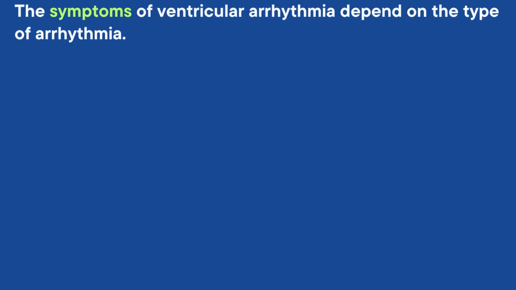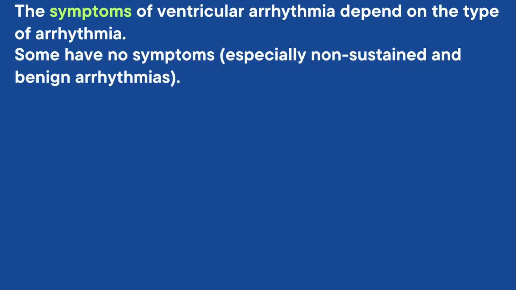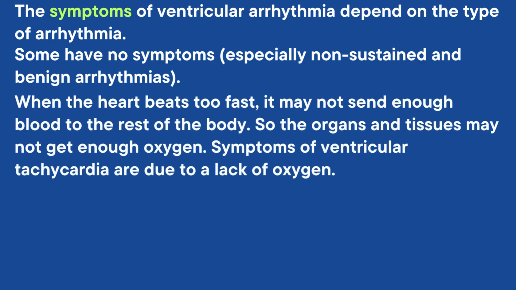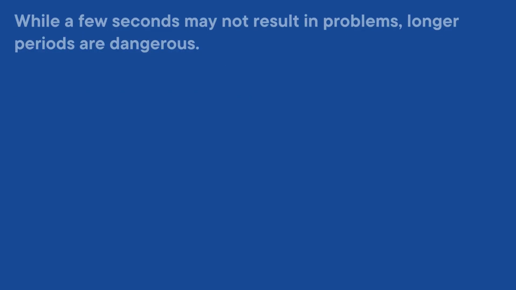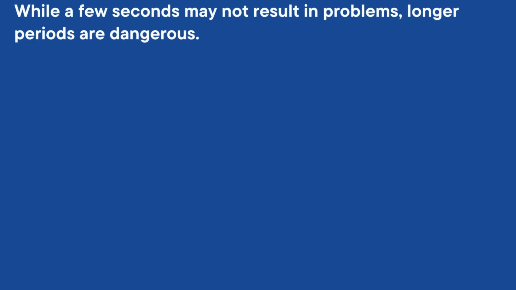The symptoms of ventricular arrhythmia depend on the type of arrhythmia. Some have no symptoms, especially non-sustained and benign arrhythmias. When the heart beats too fast, it may not send enough blood to the rest of the body, so the organs and tissues may not get enough oxygen. Symptoms of ventricular tachycardia are due to a lack of oxygen. While a few seconds may not result in problems, longer periods are dangerous.